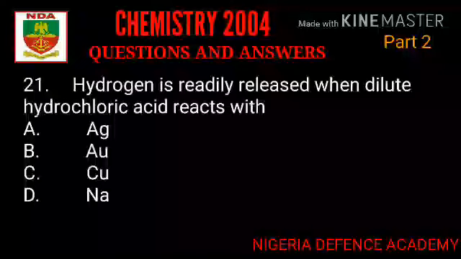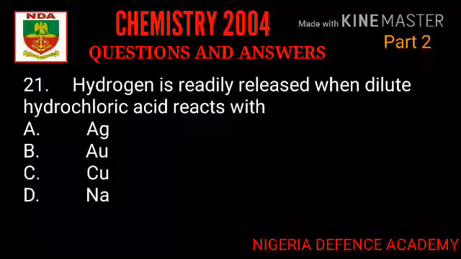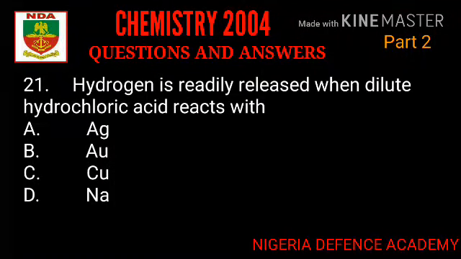Question number 21. Hydrogen is released when dilute hydrochloric acid reacts with what? Option A, silver. Option B, gold. Option C, copper. Option D, sodium. Which option is the right one? Well, I think the right option here is option D, sodium.